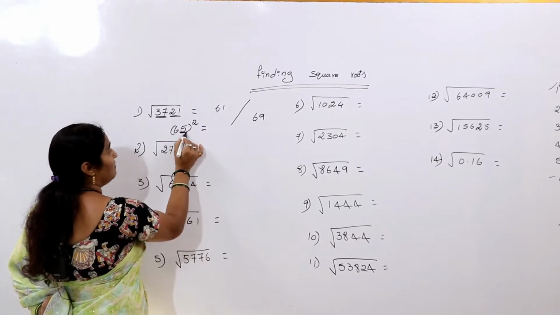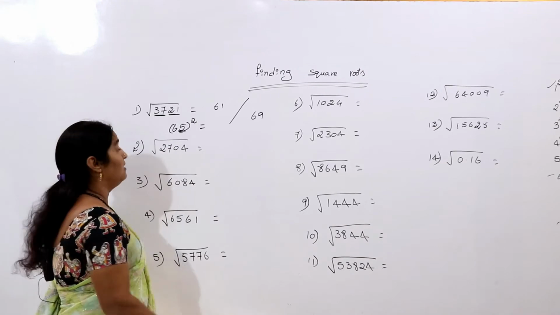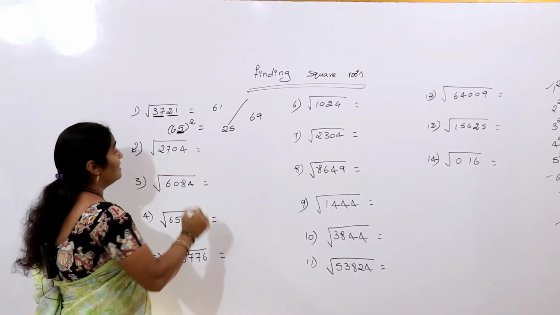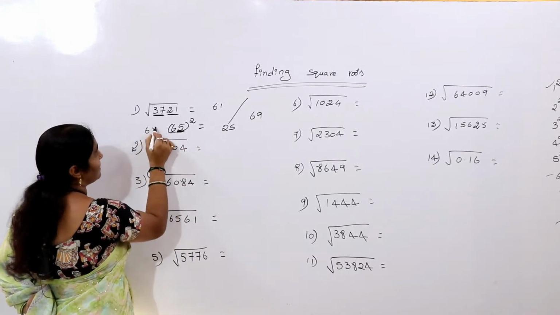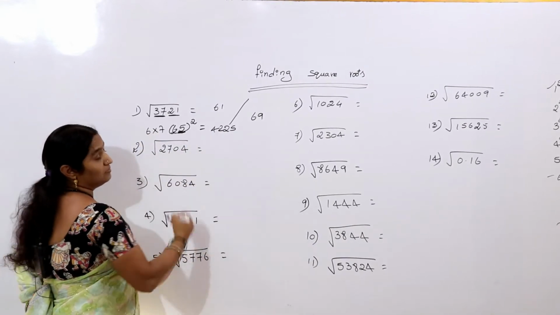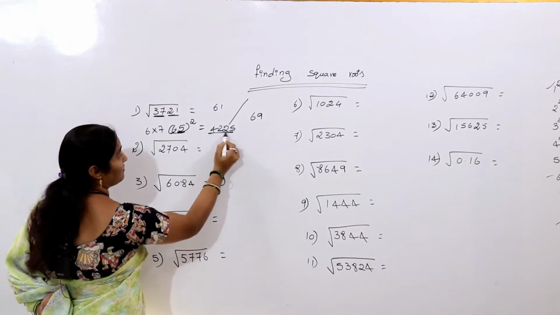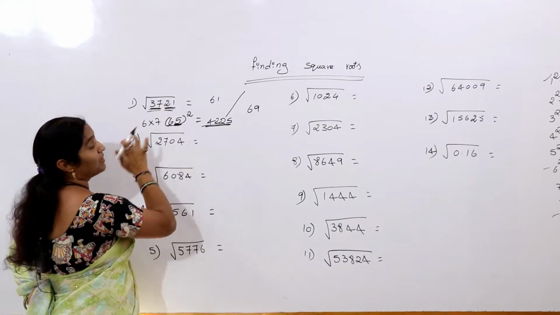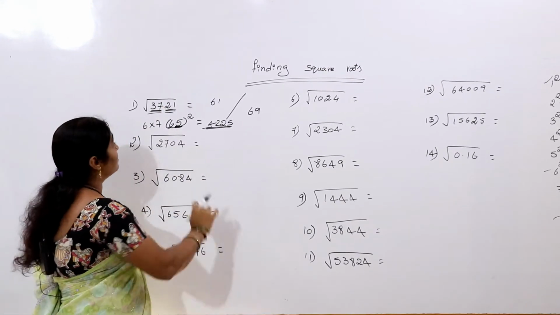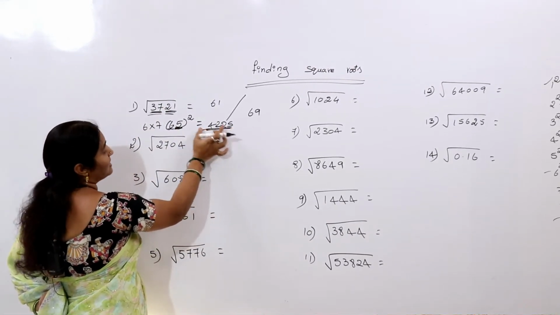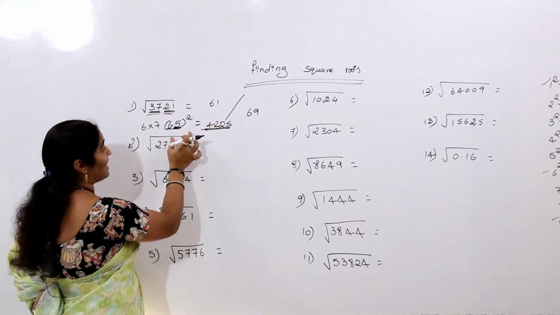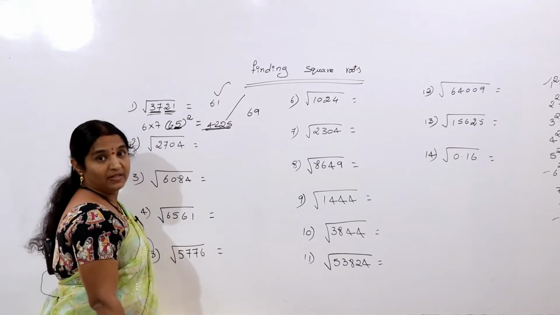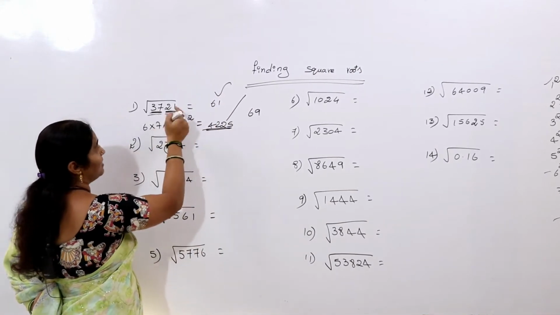Ending with 5 squares we know very well. Ending with 5 means the last two digits are 25. 6's consecutive is 7. 6 sevens are 42. So 4225 we get here. But here we have 3721. When compared to this, it is less. So the square number is less than 65, which means 61 square. So 61 square is 3721.